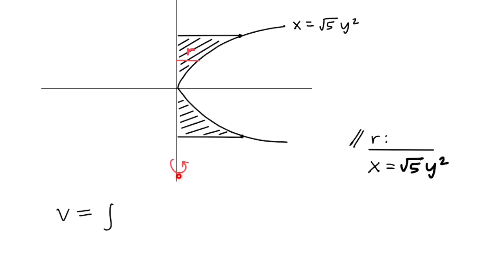So since we're rotating around the y-axis, which is a vertical line, this is going to be a dy problem. So if we look at the shaded region in the y direction, the shaded region exists from -1 to +1. So those are going to be our limits.